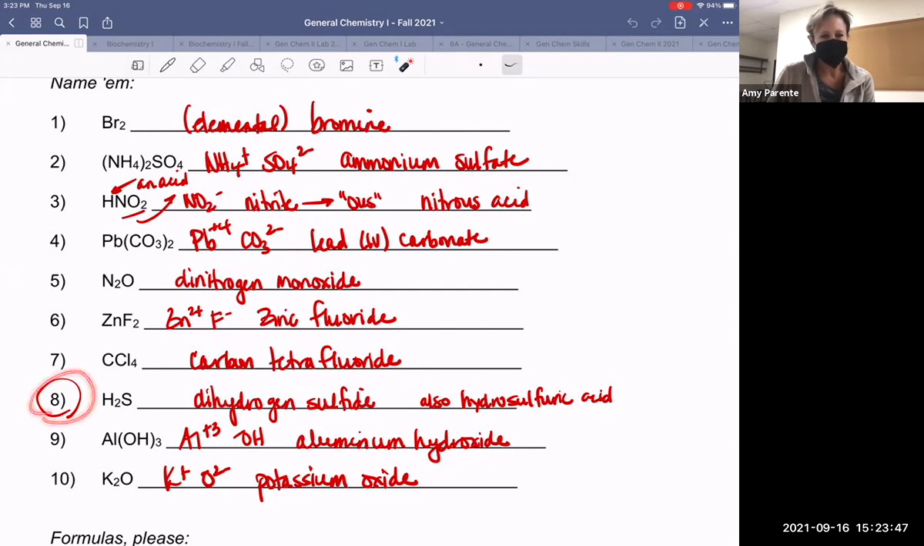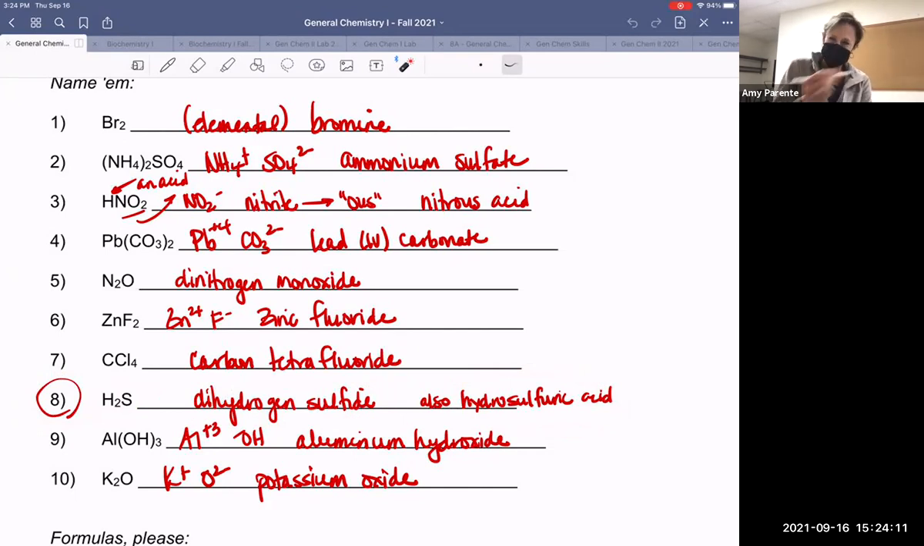This one, again, I was just highlighting, is a little bit different. This could be named a couple of ways, and that's why I've got it circled here. You could name this as an acid. You could call it hydrosulfuric acid, or you could name it as the covalent compound dihydrogen sulfide. Okay, so that's what that one is.